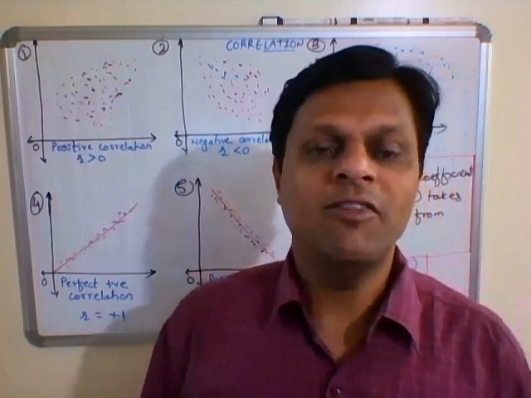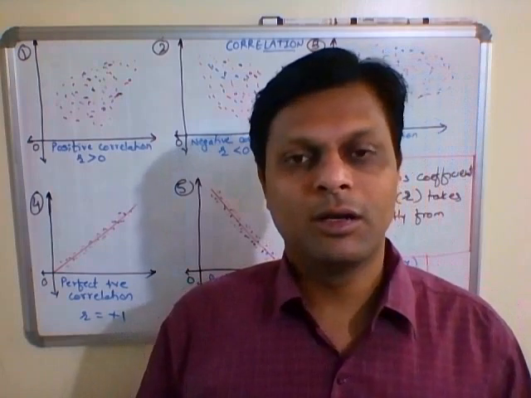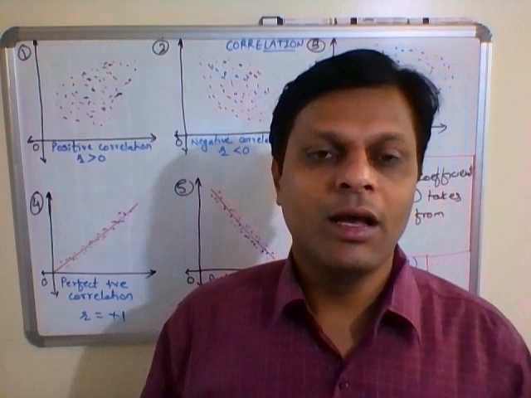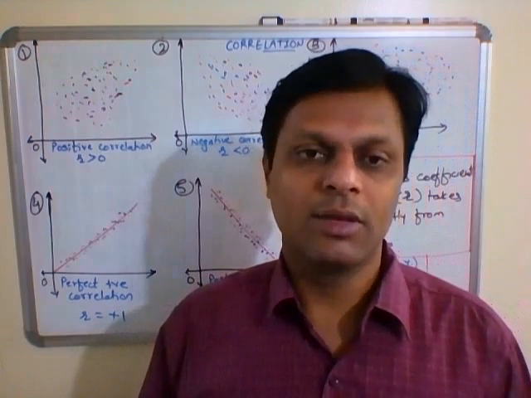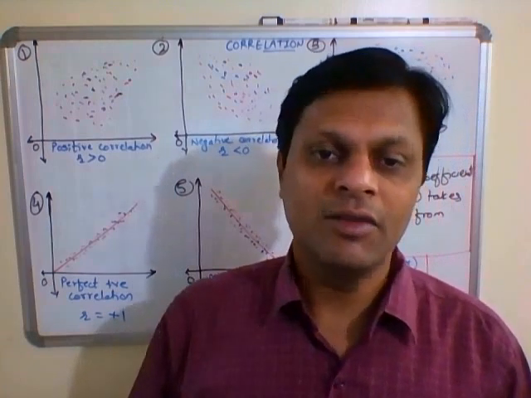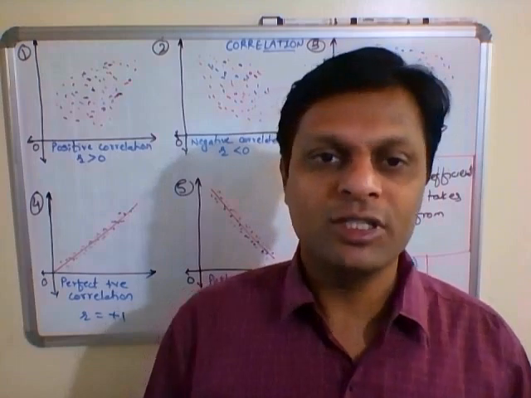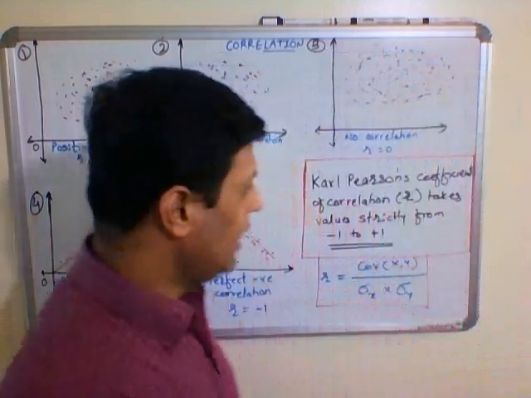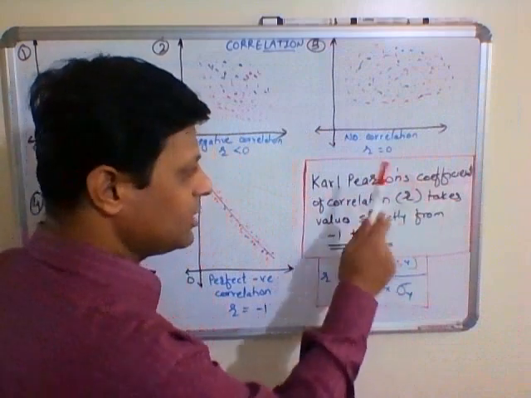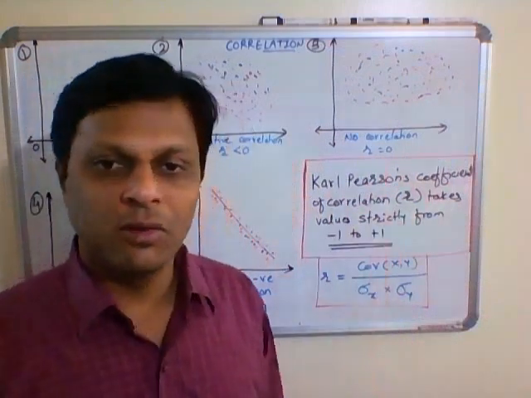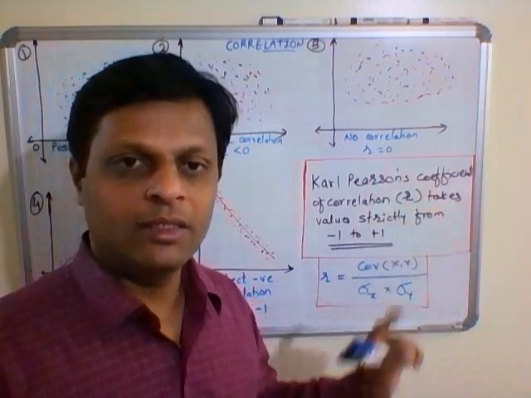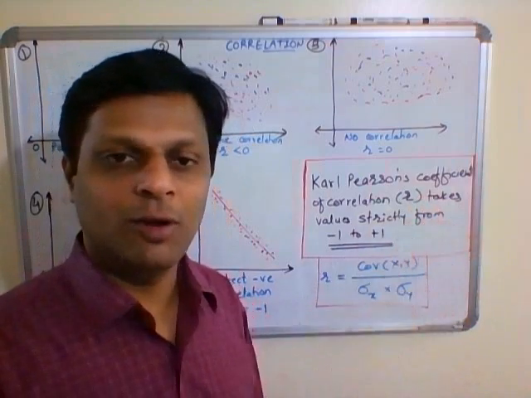So how to quantify this relationship? To help us in this problem, the British biometrician Karl Pearson gave us this concept called the coefficient of correlation. We call it Karl Pearson's coefficient of correlation. There are many coefficients of correlation. The first one, and the one in our syllabus, is Karl Pearson's coefficient of correlation.